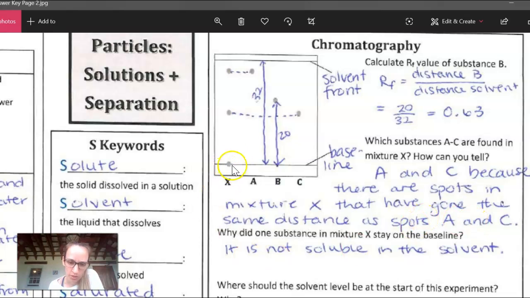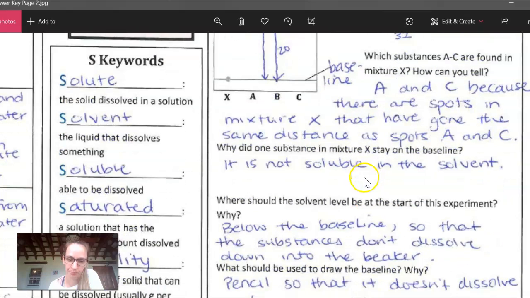You might notice there's a third spot here on the baseline that didn't move at all. That simply means it's not soluble in the solvent, so it stays attached to the paper.